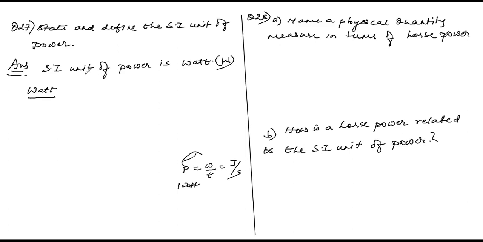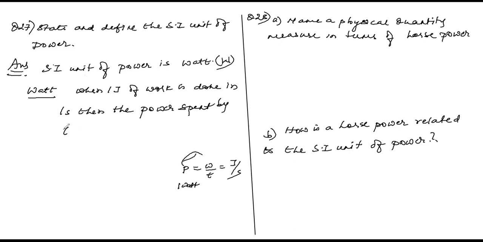So simple, beta. When 1 joule of work is done in 1 second, then the power spent by the source is said to be 1 watt. I hope people understand me here. You can always remember, power be spent. So we should use the language, take care of the language.